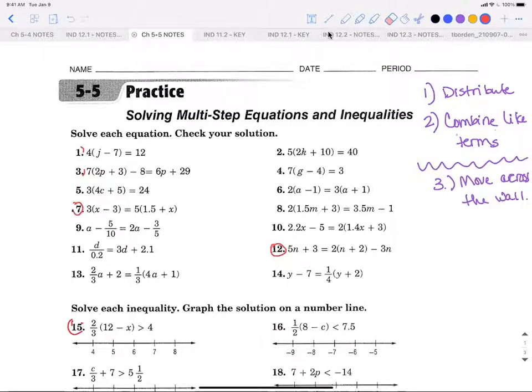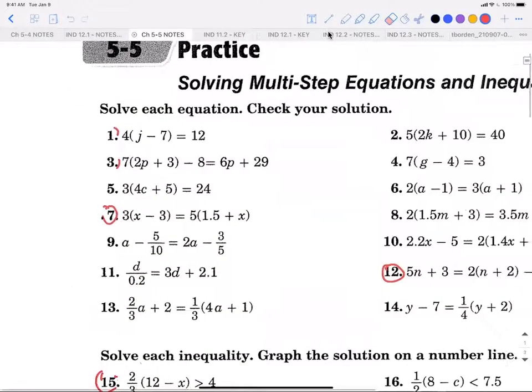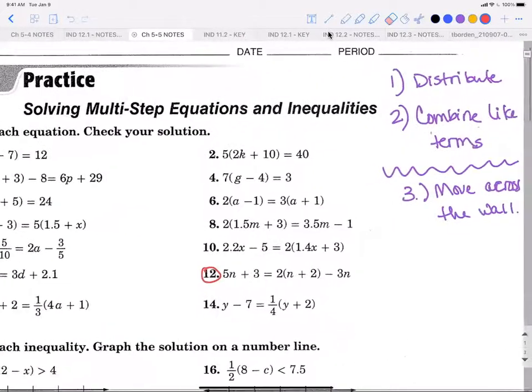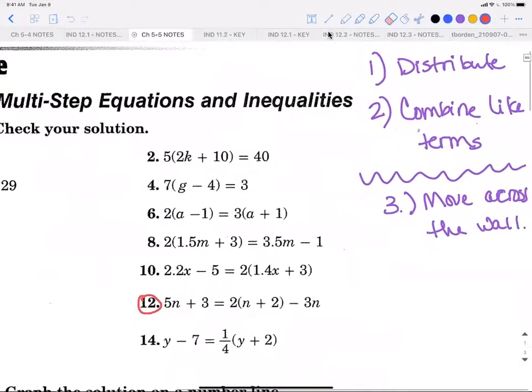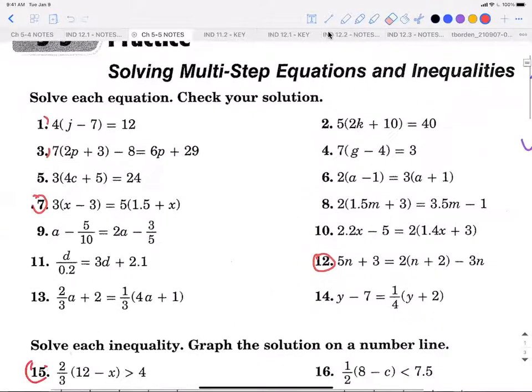All the ones you have in front of you, we are not doing, but we are going to start with number 1. As a review, these are the 3 steps when solving equations and inequalities. We've talked about these before. Distribute, combine like terms, then draw your wall, and that's when you start moving things from left and right across the wall. We're going to follow that same pattern for every equation and inequality.